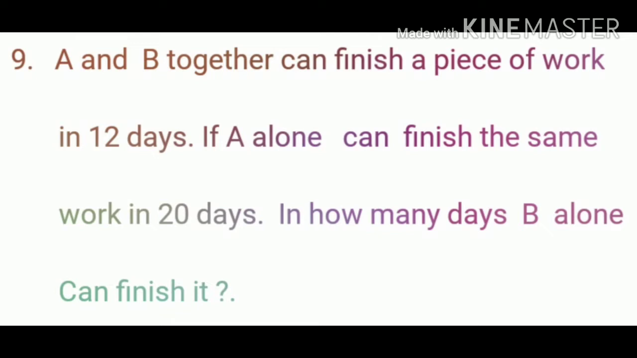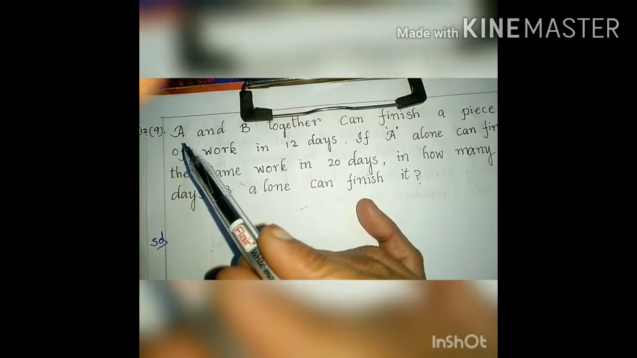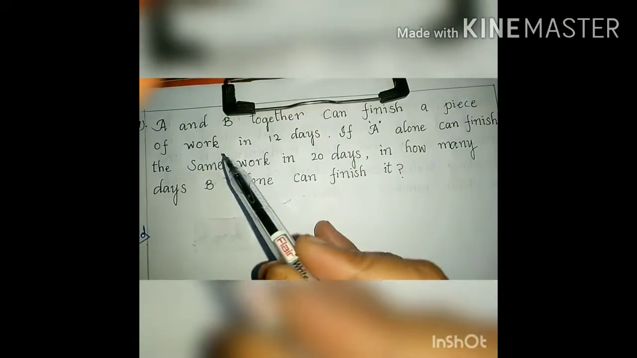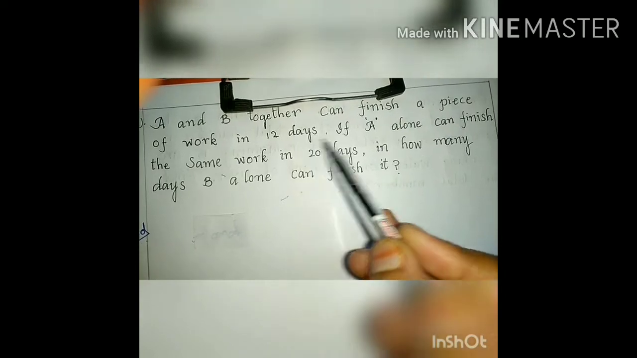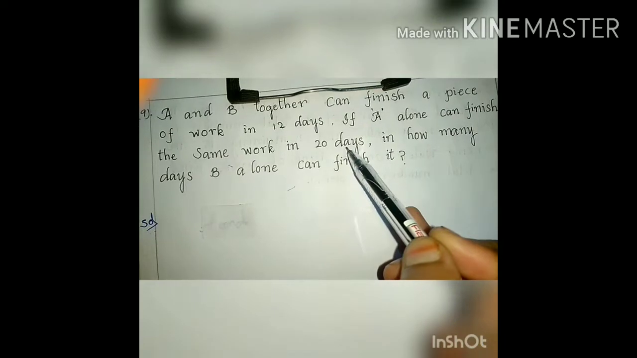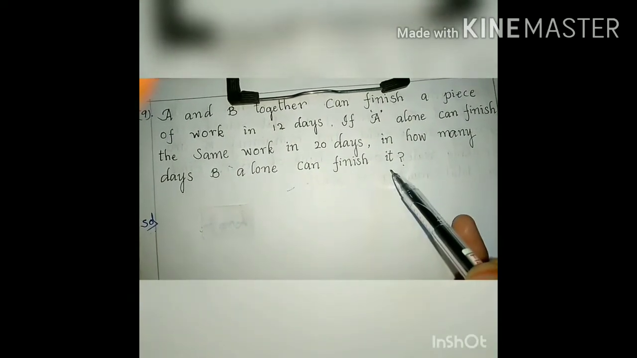A and B together can finish a piece of work in 12 days. If A alone can finish the same work in 20 days, in how many days can B alone finish it? Next, 9th problem. A and B together can finish a piece of work in 12 days. If A alone can finish the same work in 20 days, in how many days can B alone finish it?